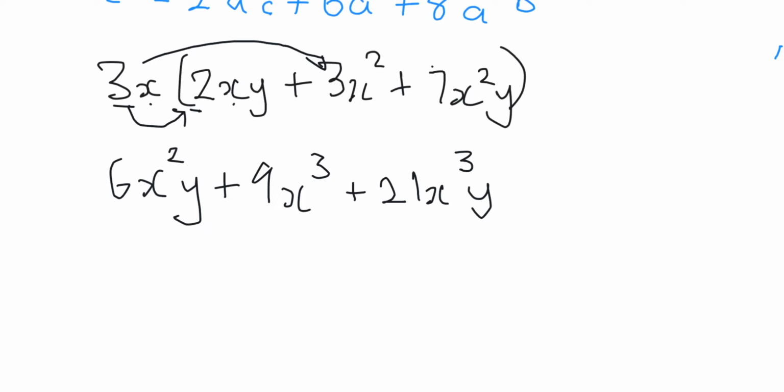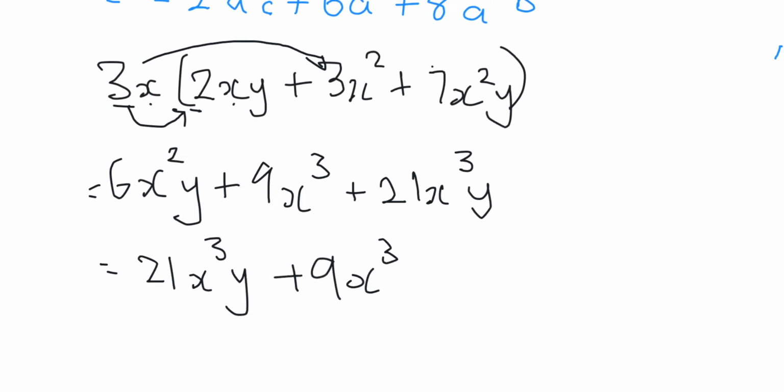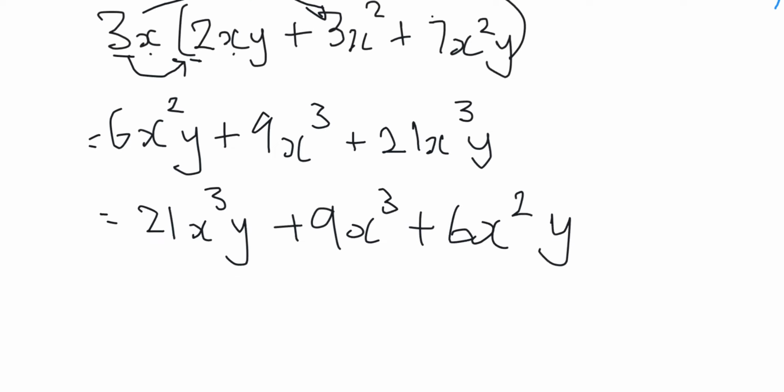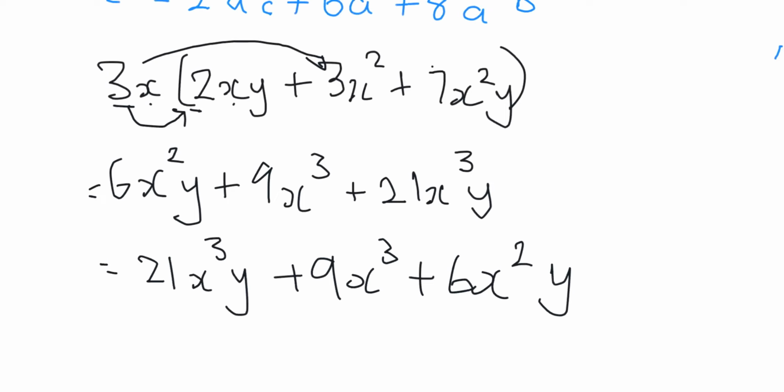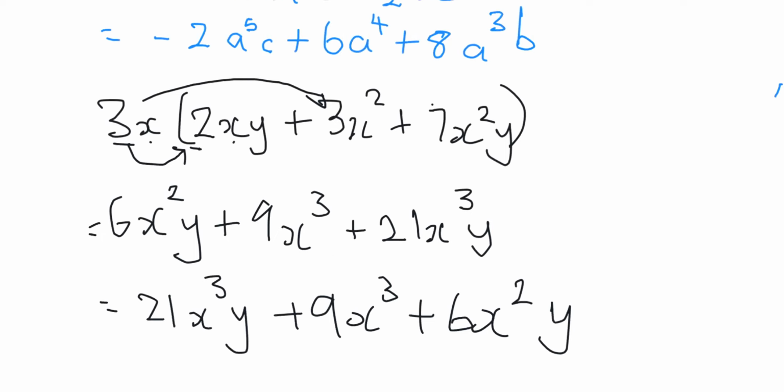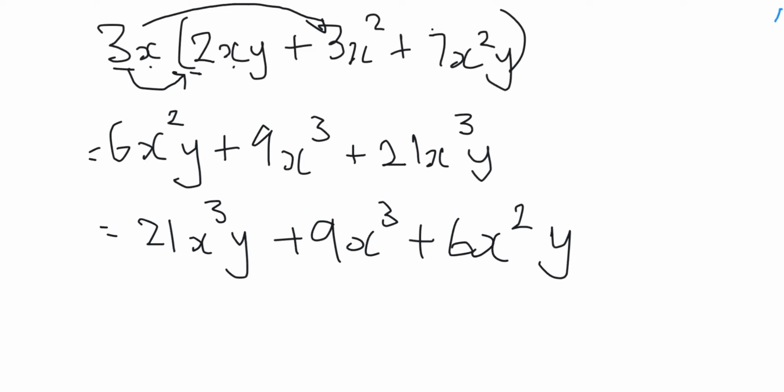So now we can then arrange it in terms of its degree. So you can start with your 21 x cubed y, plus your 9 x cubed, plus your 6x squared y, right? Then now you have solved that one. So this is as far as the distributive law is concerned. Now let's look in terms of what we have now again. Now let's check this one now.